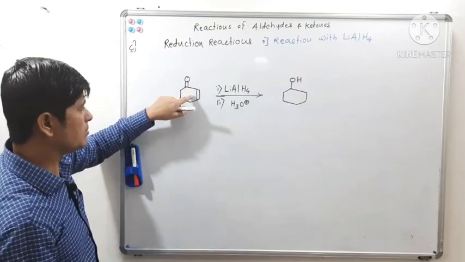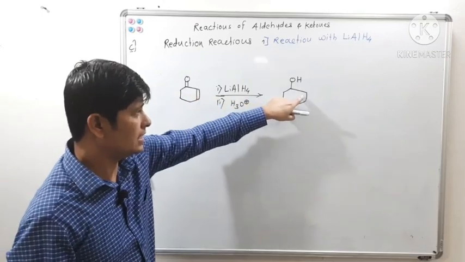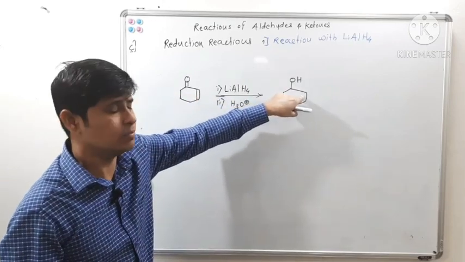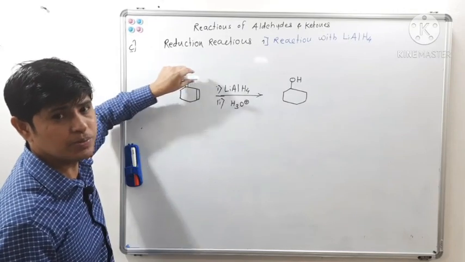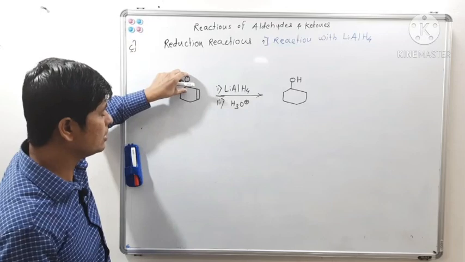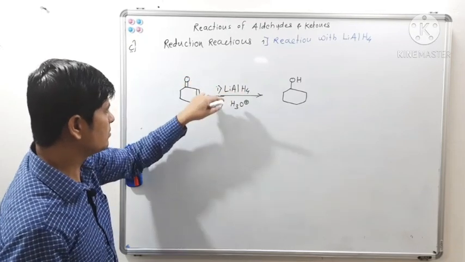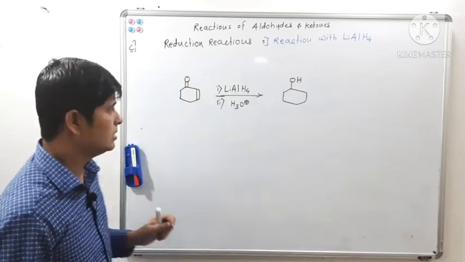So this carbon-carbon double bond also got reduced and converted into a carbon-carbon single bond, along with the carbonyl group reduction. Along with carbonyl group reduction, this carbon-carbon double bond also got reduced.